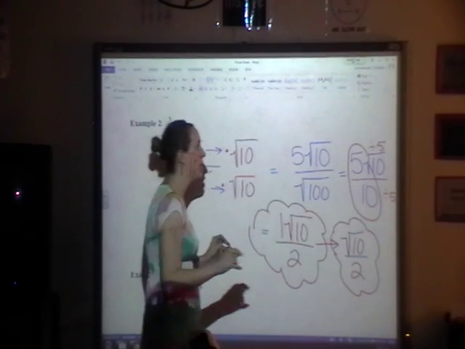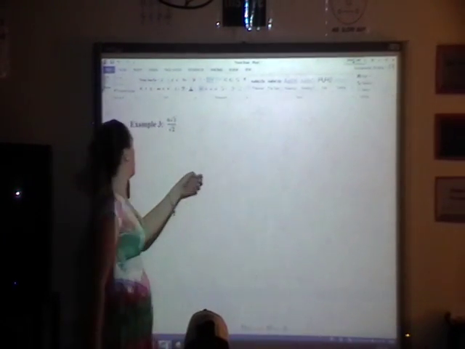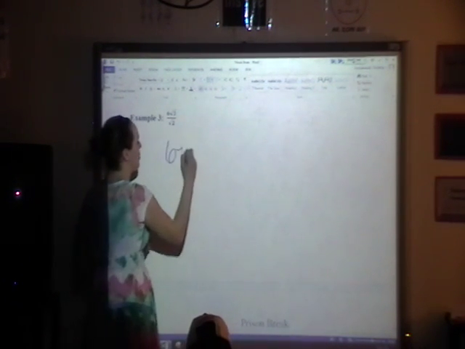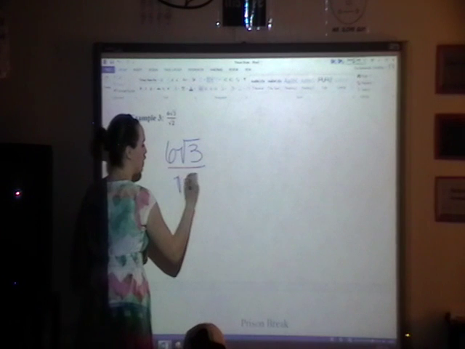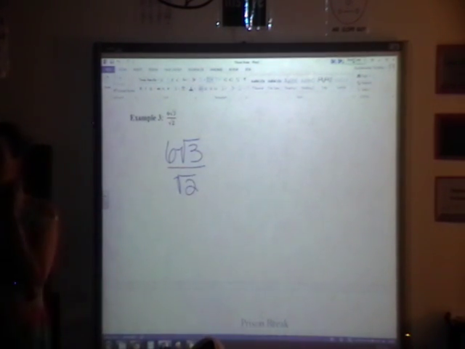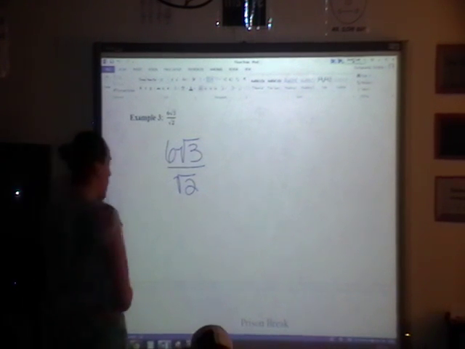Let's do example 3. So this one's a little bit special. So we have 6 radical 3 over radical 2. We have to rationalize the denominator. That's what it's called. So we obviously are focusing on the denominator. What do we multiply both the top and bottom by?